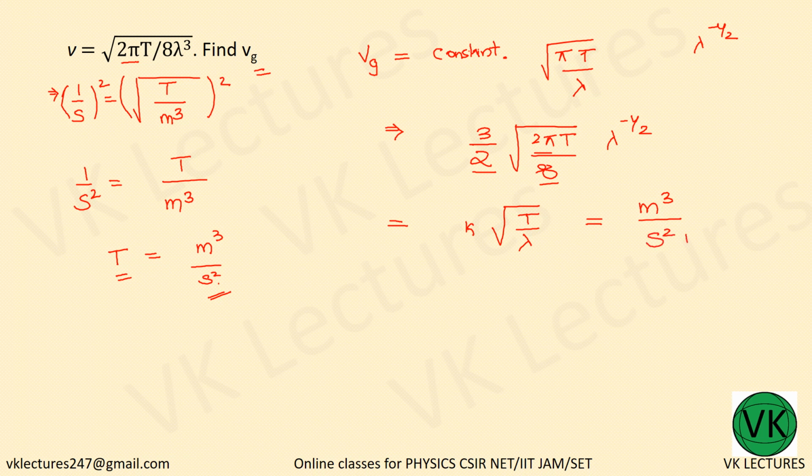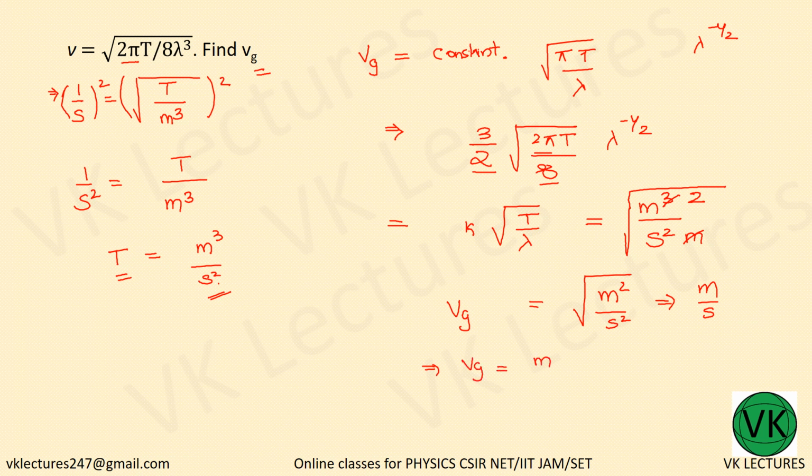Okay, so divided by meter under root. So here meter will get cancelled, you will get 2. So it will be equal to root of meter square by second square, which means meter per second. So Vg equal to meter per second. Now you see Vg equal to meter per second, which is the dimension of speed.